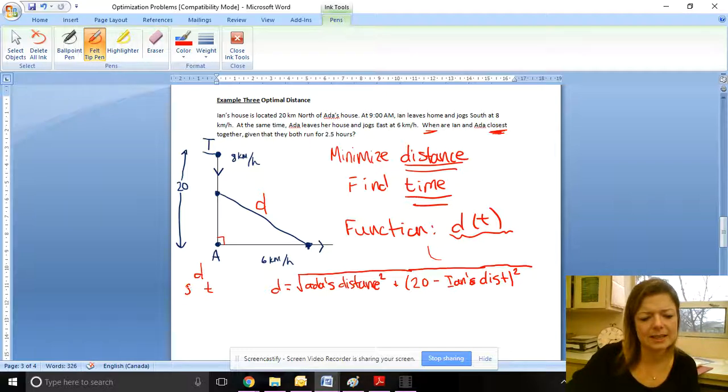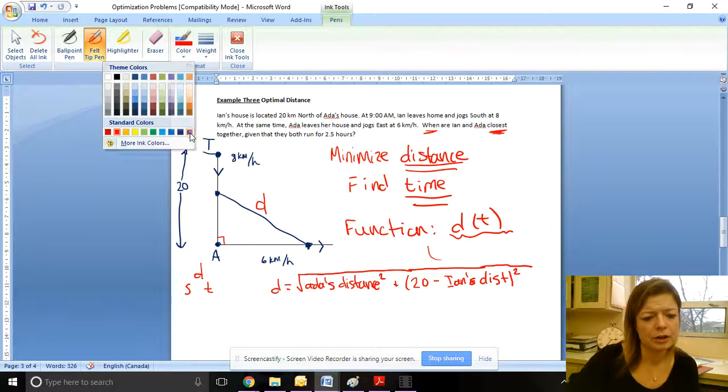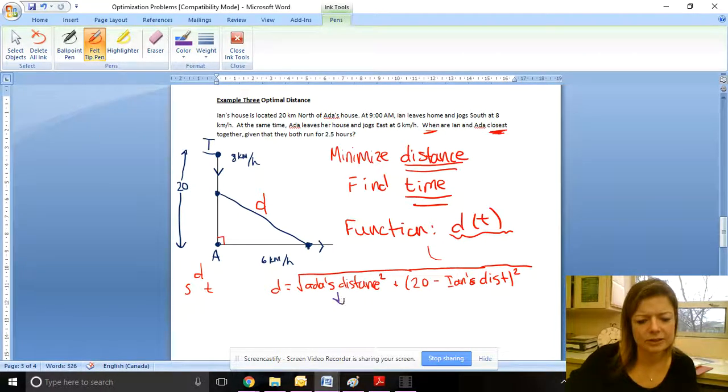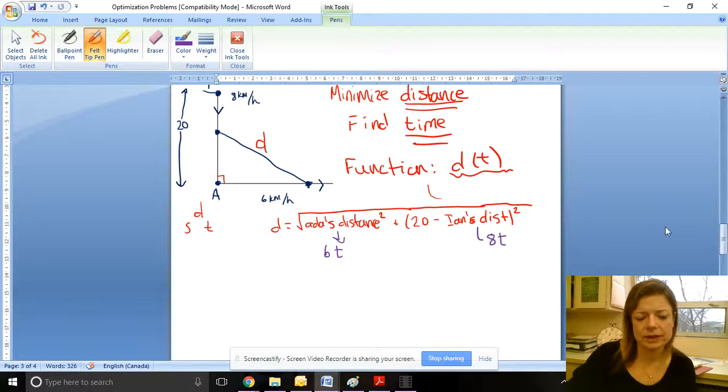So remember, distance is speed times time. Ada's distance is just her speed, 6, times the time, how many hours she's been running. And Ian's distance is just 8 times the time he's been running. So now we have all the information we need to create a function.